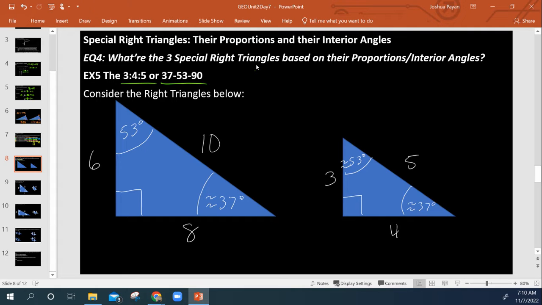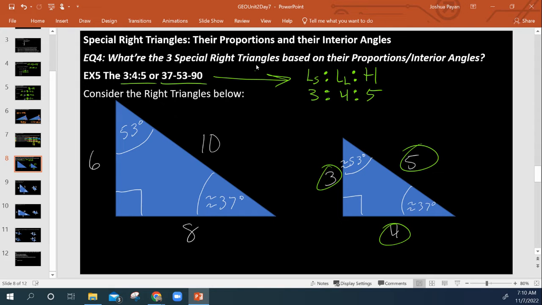Okay, now anytime we name or talk about special right triangles, we're looking at the short leg ratio to the long leg to the hypotenuse. Okay, so in this case, the short leg is 3, right? The long leg is 4, and the hypotenuse is 5. Okay, so here we see it: 3, 4, 5. Short leg, long leg, hypotenuse.